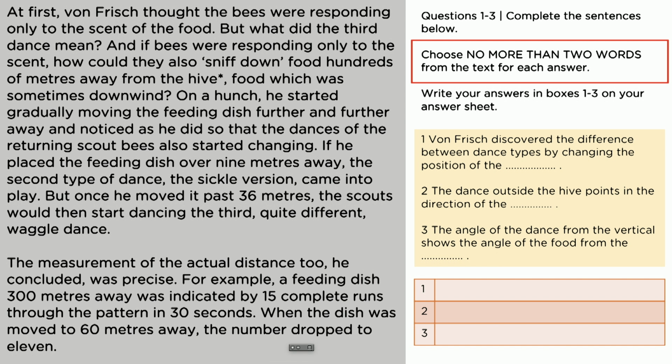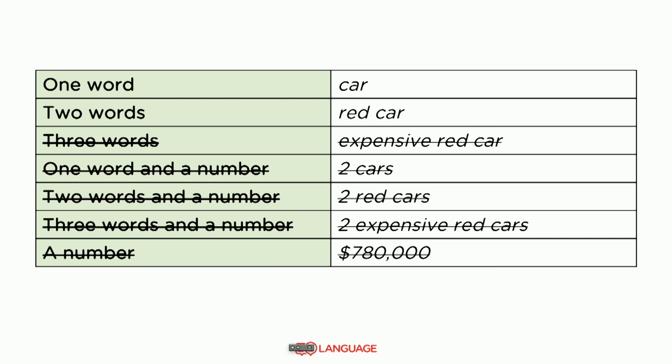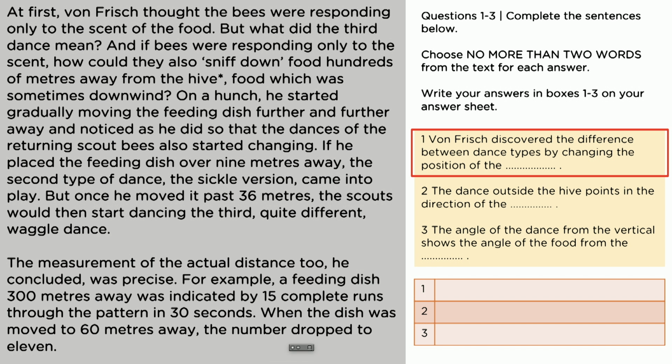But this says 2 words. So we could have 1 word like car, or you could have 2 words like red car. You cannot have 3. You cannot use a number. I'll talk about numbers in a second. So you can see the question here. Von Frisch discovered the difference between dance types by changing the position of the something or other.